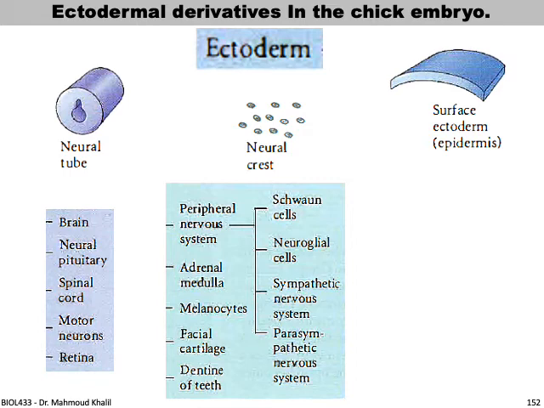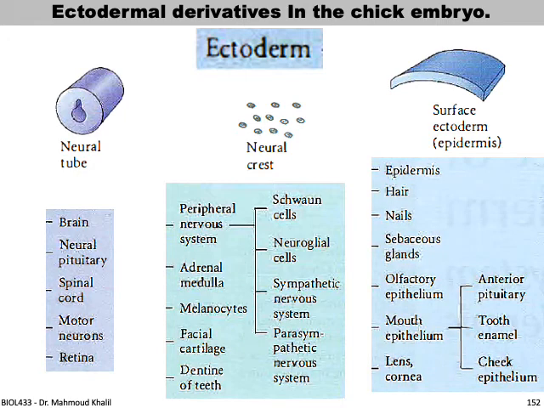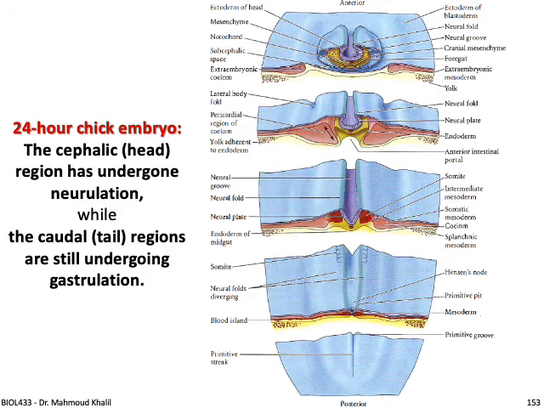From the neural crest, a lot of structures are differentiated, including the dentine of the teeth, facial cartilage, melanocytes, adrenal medulla, and the peripheral nervous system, including Schwann cells, neuroglial cells, the sympathetic nervous system, and the parasympathetic nervous system. From the surface ectoderm, a lot of structures appear, like the epidermis, hair, nails, sebaceous glands, olfactory epithelium, mouth epithelium, including the anterior pituitary, tooth enamel, cheek epithelium, and lens and cornea.